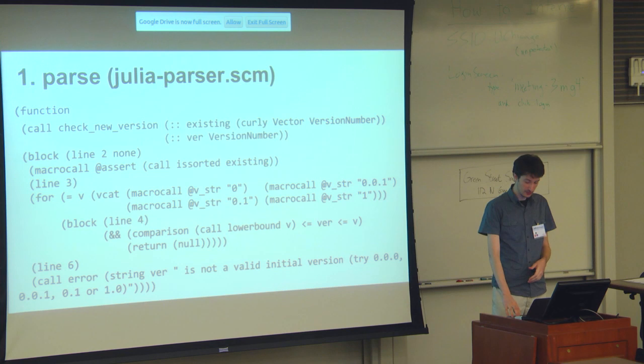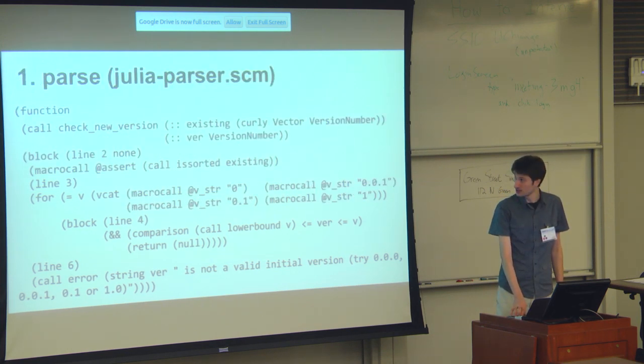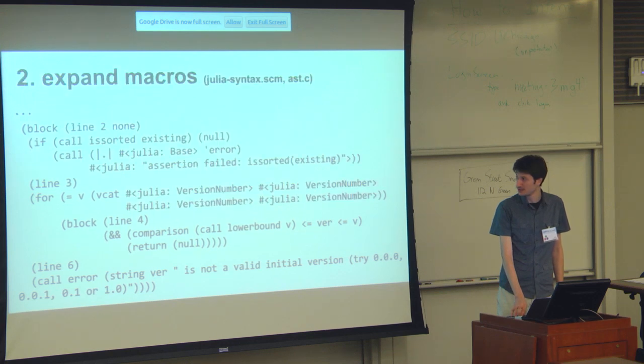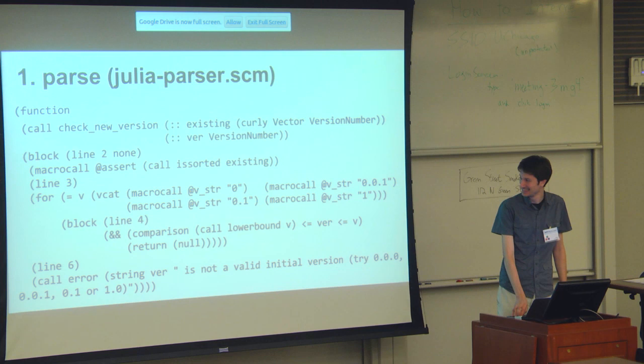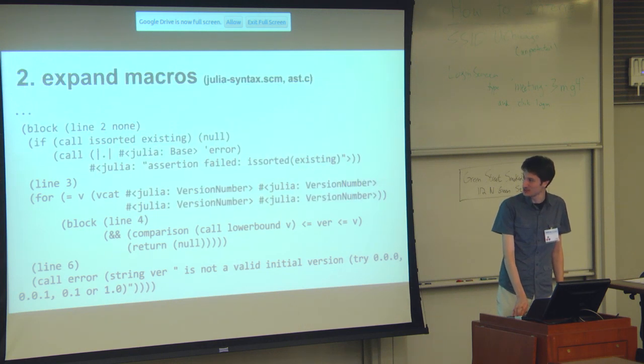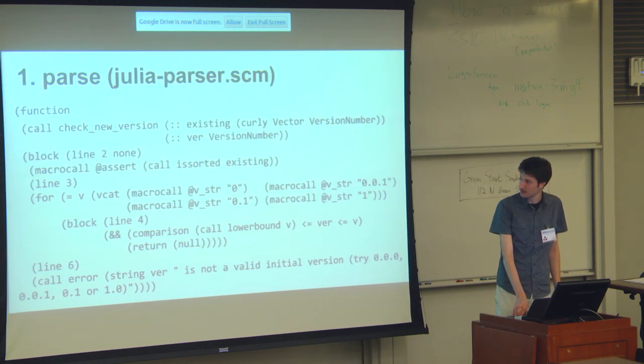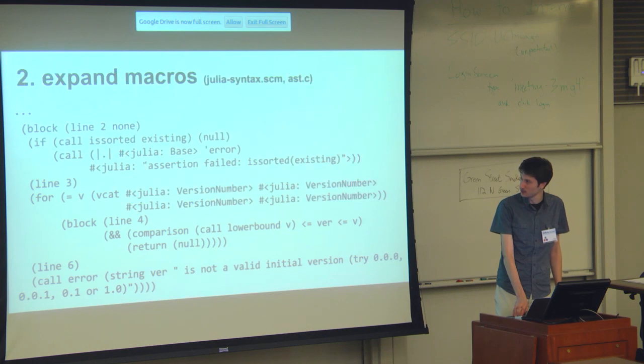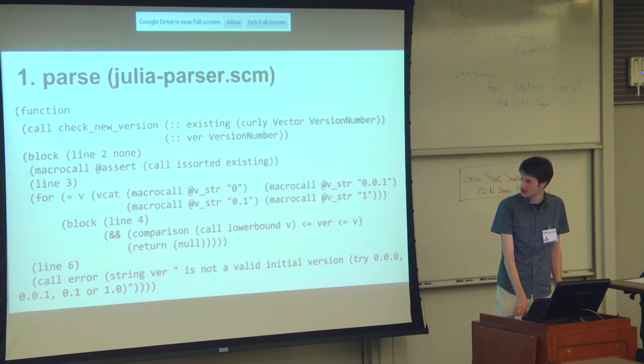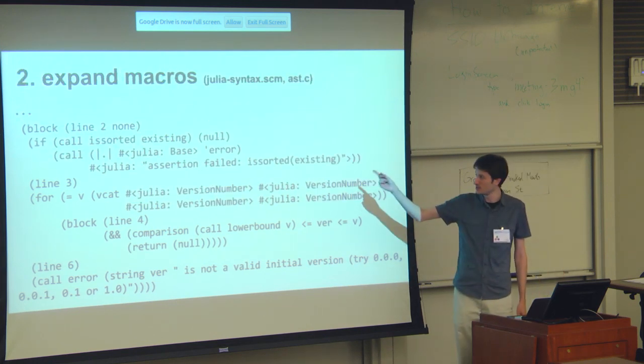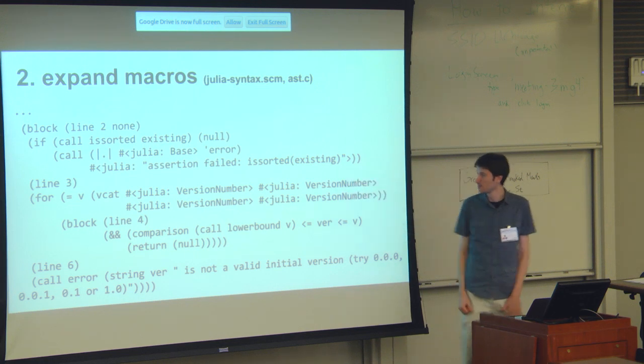Okay, so we can expand the macros. You can actually see the macros expand before your very eyes. So when that happens, if you look at the top macro call there, you can see it kind of blew up into an if statement because that's an assertion. So see, it becomes an if statement and then something that throws an error.